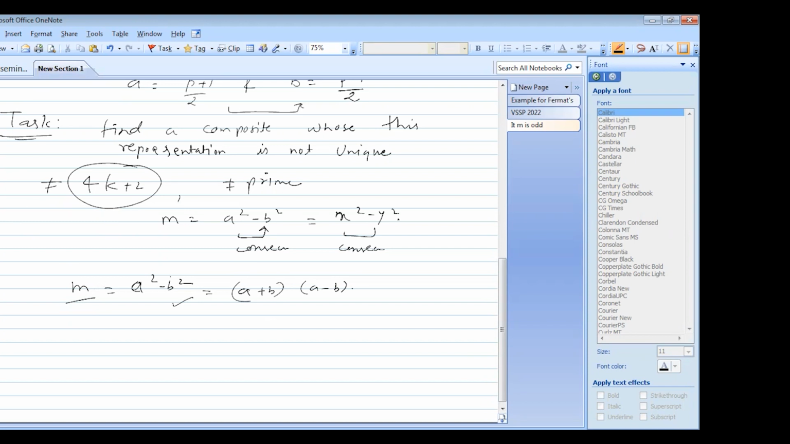The problem arises like this: if somehow I can write m as a square minus b square, then obviously a plus b and a minus b will be factors for m. So our problem shifted to finding solutions for m equal to a square minus b square. Our main motto now is to find a and b such that I can represent m like this.